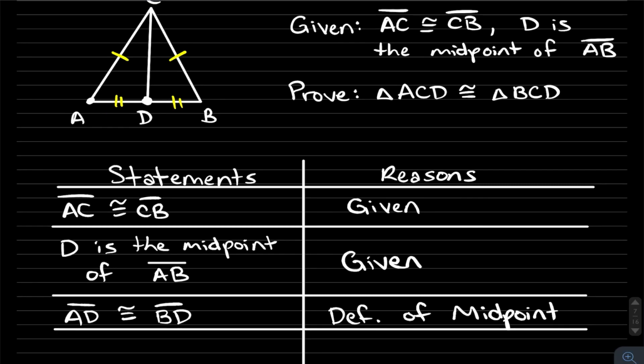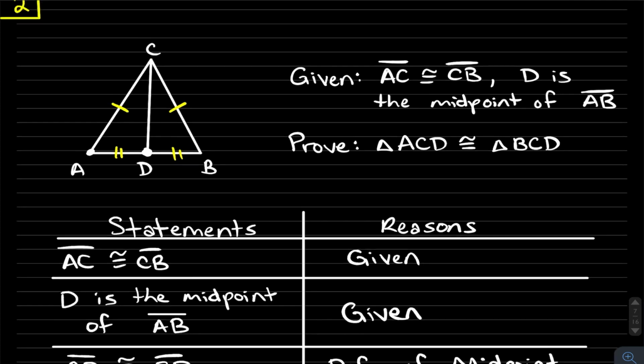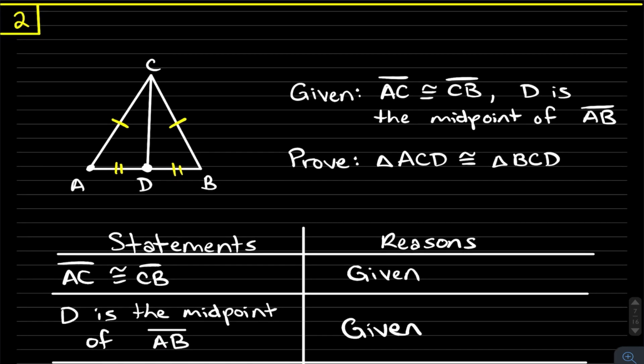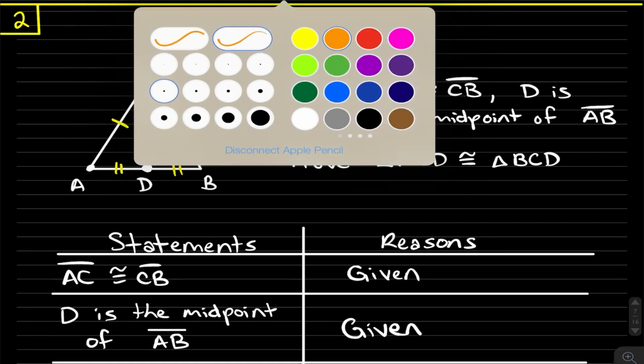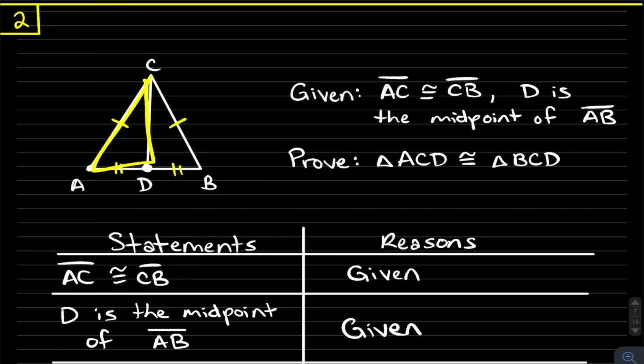Okay? And so there you go. You have your three statements here. And is there anything else that we can look at to prove that these two triangles are congruent? Which, by the way, these two triangles are, let's get a yellow here, ACD and BCD. So these two triangles are what we're trying to find congruent.